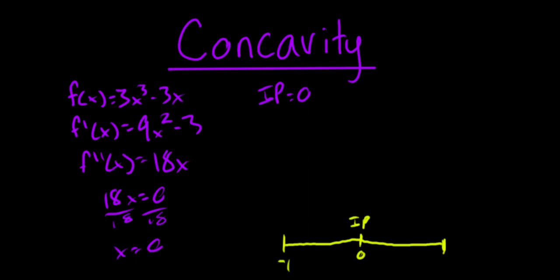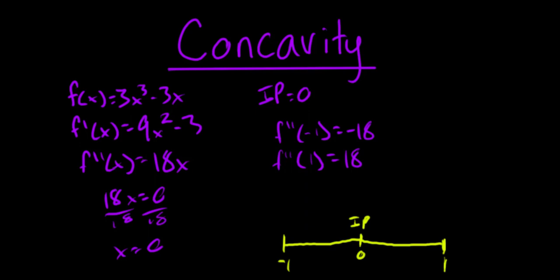And so we're going to plug -1 into our second derivative. Our second derivative was 18x. So if we plug in -1, we'll say f double prime of -1, 18 times -1 is just going to be -18. Okay, and now let's test an easy number to the right of our inflection point. We'll say +1. If we find the second derivative at 1, so f double prime of 1, that's going to be 18 times 1, so that's just 18.